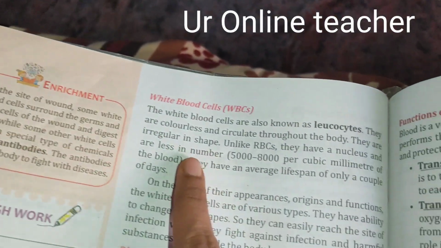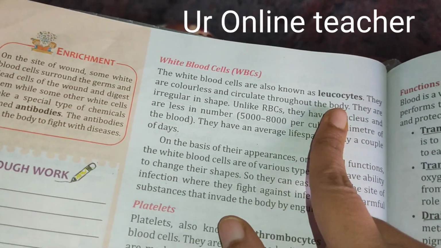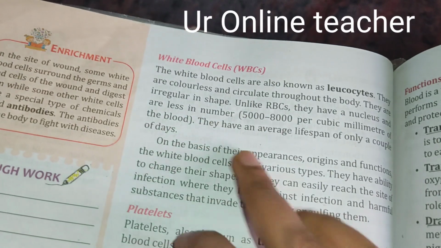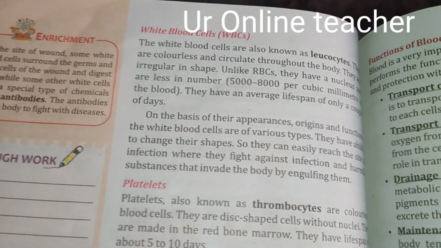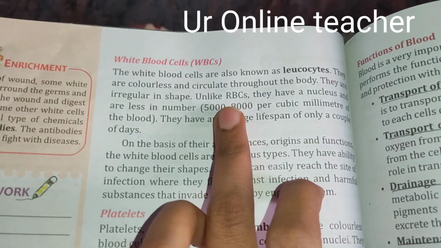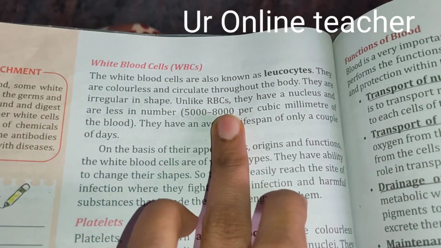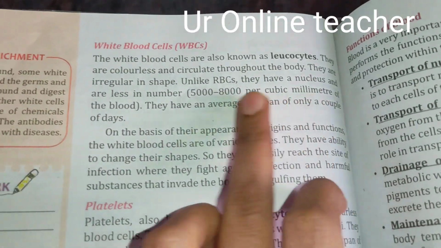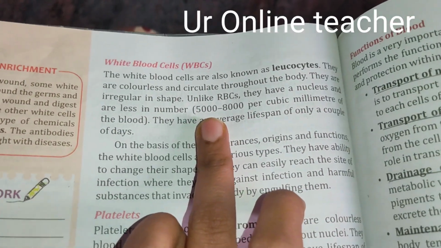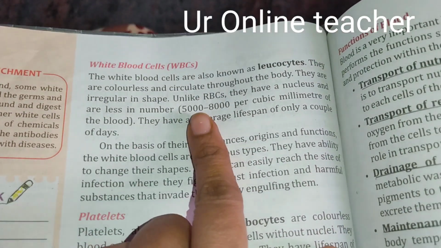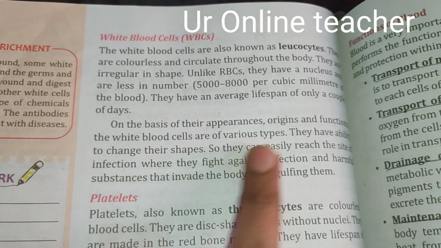Then there are white blood cells. They are also called leukocytes. They are colorless, as the name indicates, and circulate throughout the body. They are irregular in shape. Unlike RBCs, which are disc shaped and don't have a nucleus, white blood cells are colorless, shapeless, and have a nucleus. They are less in number, only 5,000 to 8,000 per cubic milliliter, and their average lifespan is only a couple of days.